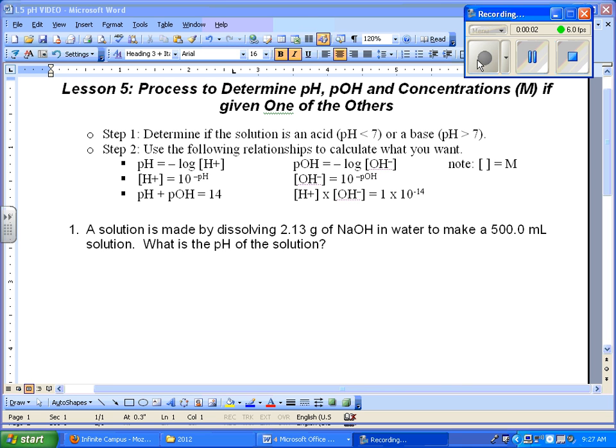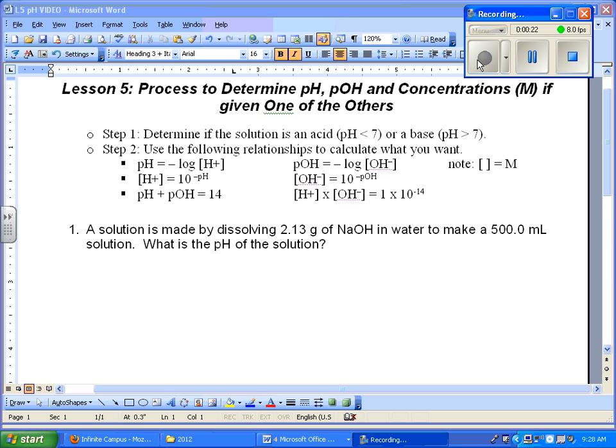Hi, this video is going to show you how to take the grams of a compound that would be an acid or base and determine the pH of the solution. You could also determine pOH. The reason I picked pH is because our society has chosen pH to be the scale to use.